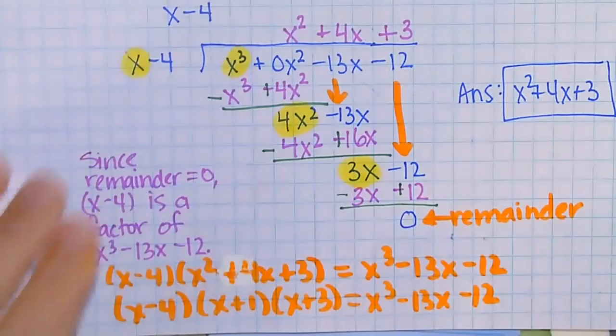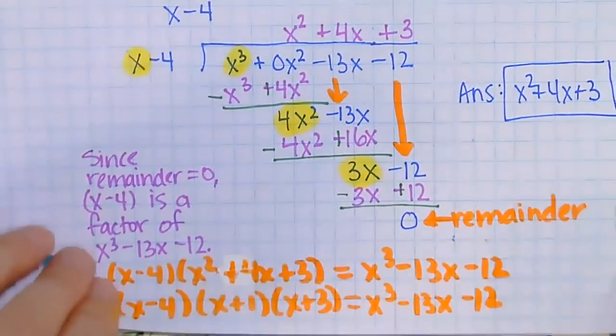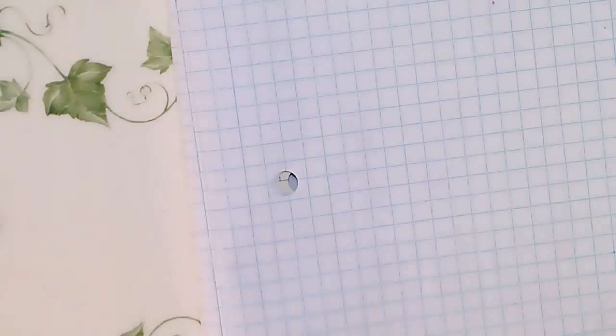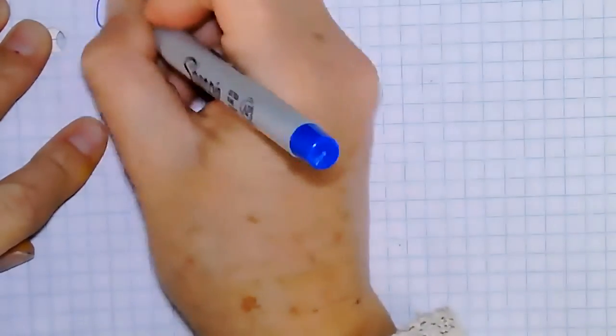So last example, this time for this example, I am going to have one that is not an x, it's like an x squared that's dividing. Okay, so let me get this example written. So this is number 3.